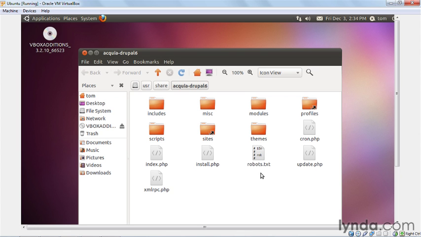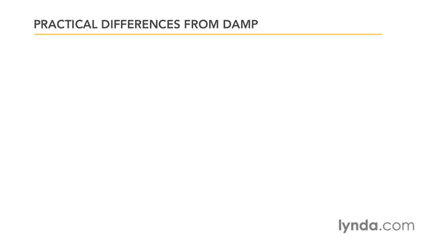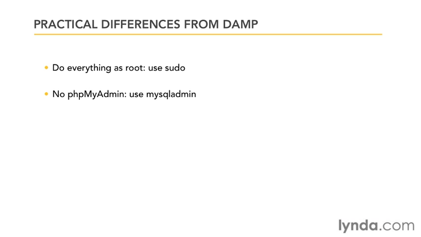There's just one last thing. Because the Debian package is presented in the same way as the AMP stack for both Windows and Mac, you might think that the package is the same. But that's not quite true. Here are a few of the differences that I noticed. First of all, you'll find that you have to do everything as root, and you can use the sudo command to do that. Secondly, it doesn't install phpMyAdmin. If you don't have it in any other way, use MySQLadmin. As I mentioned before, it's not multi-site, and there's no control panel like you got on Windows or Mac.